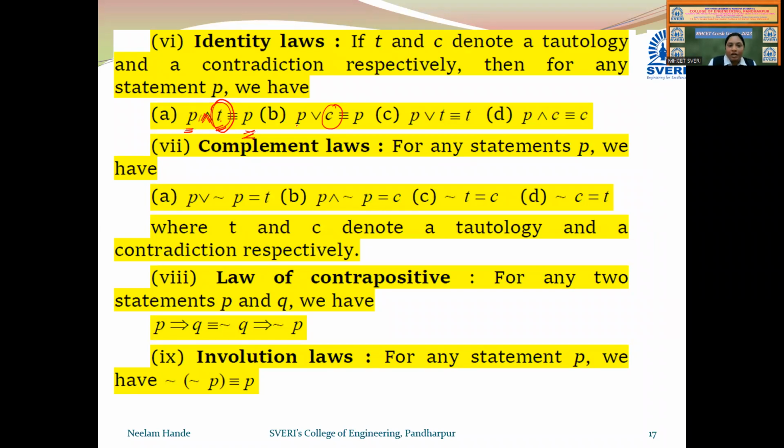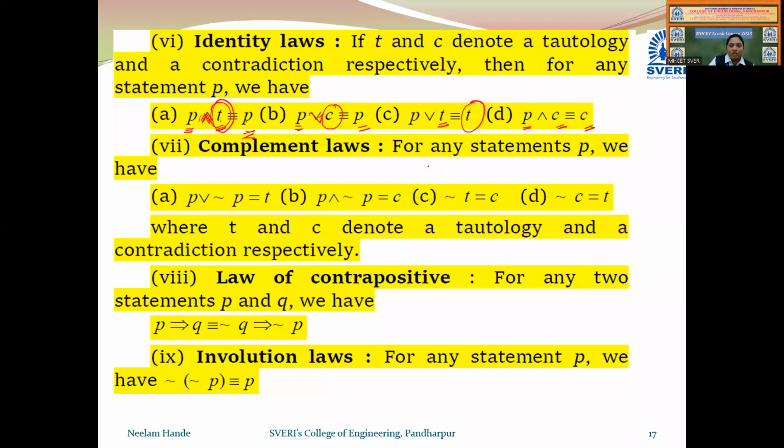If it is a statement or contradiction, then it also retains: P or contradiction is always P. If it is P and tautology, the statement retains. If it is P or tautology, it becomes tautology; it's always a tautology and will give you all true. Remember, if a statement and a contradiction is there, it always gives you a contradiction.